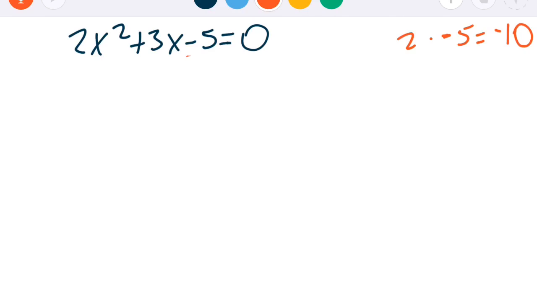So now we need to find two numbers that multiply to negative 10 but add to positive 3. So those numbers are going to be two numbers that multiply to negative 10 and add to positive 3. It's going to be some combination of 5 and 2, right? That 5 has to be positive because when you add those together it equals positive 3.